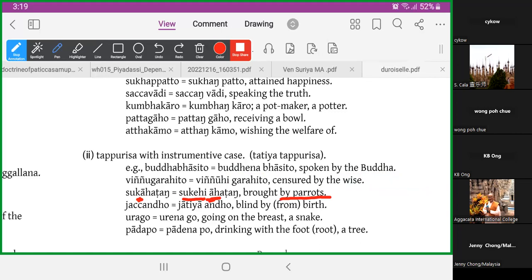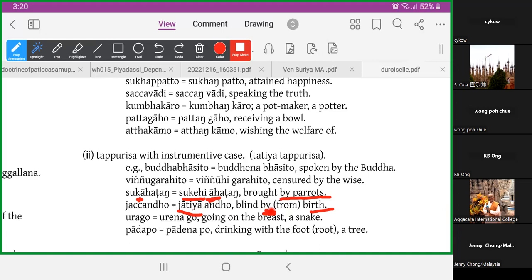And then this one, Jatiya. It's actually by birth, but the real English will be from birth. So Jati is the birth, right? So Andho is blind. So blind by birth. Of course, the Pali is using instrumental, but in English we say blind from birth. Instrumental is in the Pali sense.